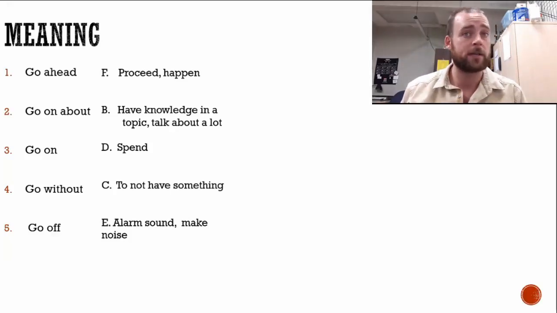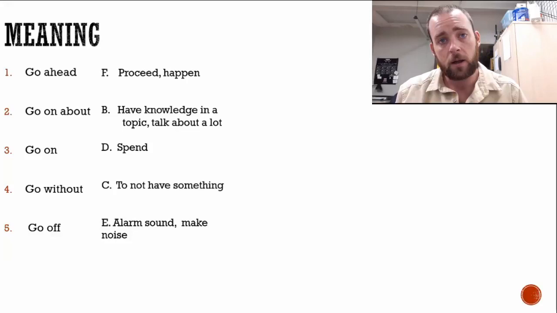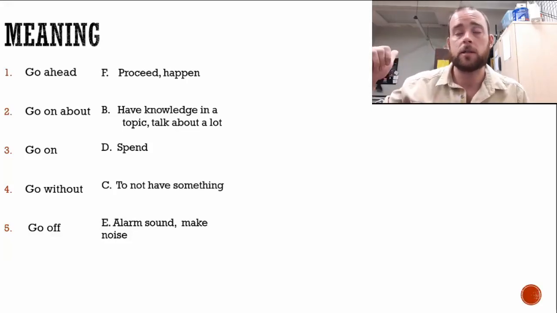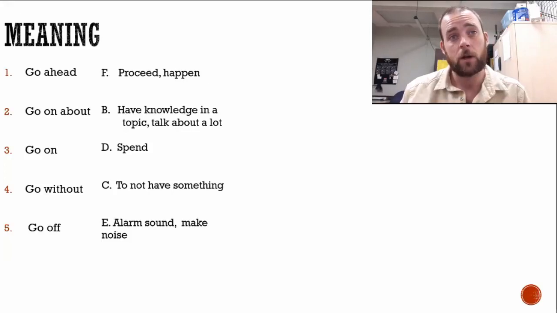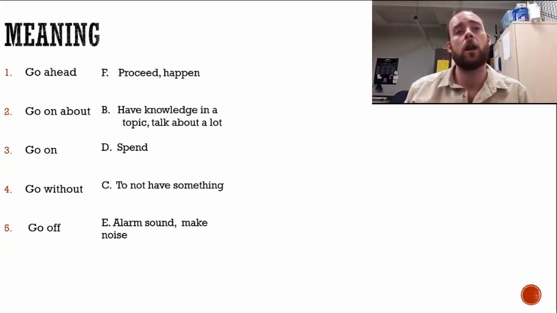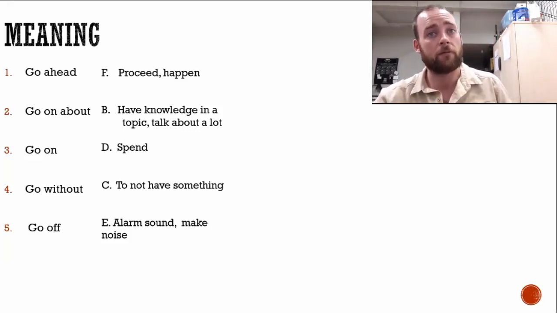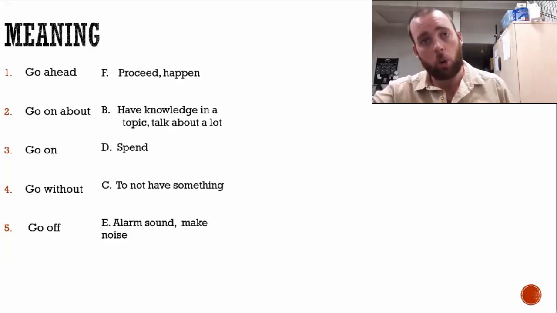To go without is to not have something. For example, in the month of Ramadan, Muslims go without food from sunrise to sunset. And the last one is to go off, an alarm sound to make noise. If you break into someone's house, you might set the alarm off. The alarm might go off.